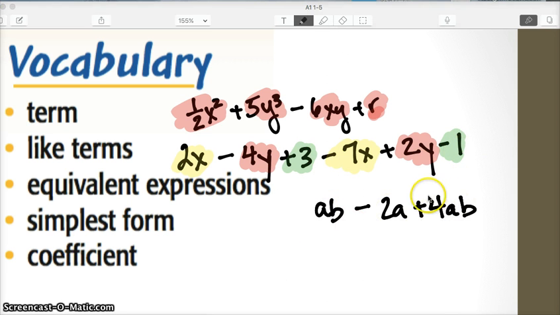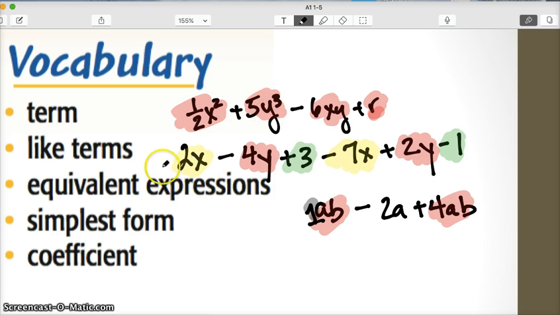Also in this expression here, we have an AB term here, and an AB term here, and those two terms are considered like terms. So I'll highlight those like that. Just for reference, when I look at this AB term, I know that this is one AB term. So we know that we can put a little 1 here in front. Let me actually put a 1 here. That makes sense. So this is 1AB and 4AB.